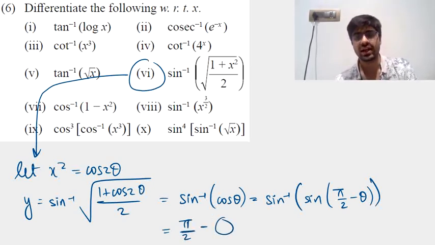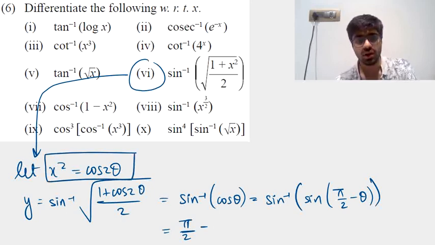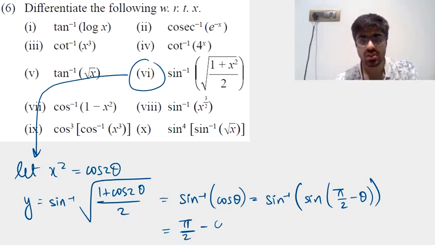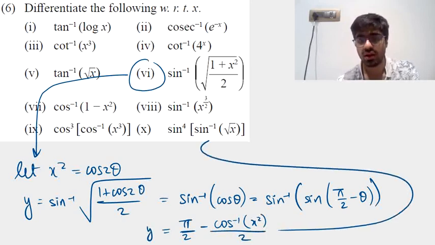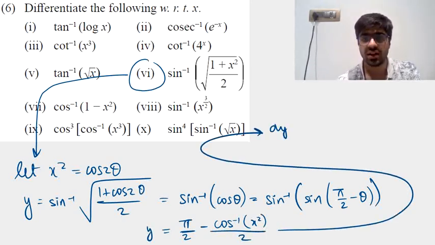And that theta can be written from here as cos inverse x square, the whole thing divided by 2. But this is only the expression for y. You need to take a derivative and finally get dy by dx. That will be your final answer.